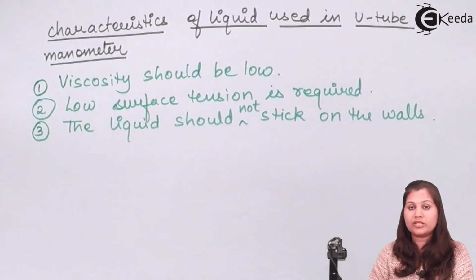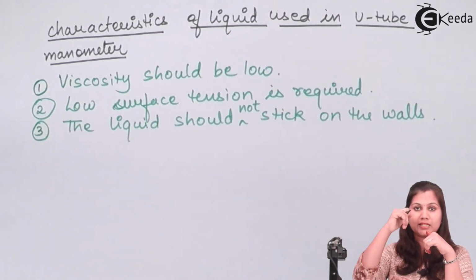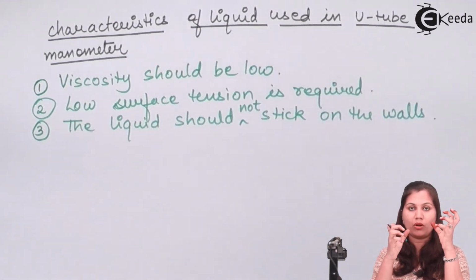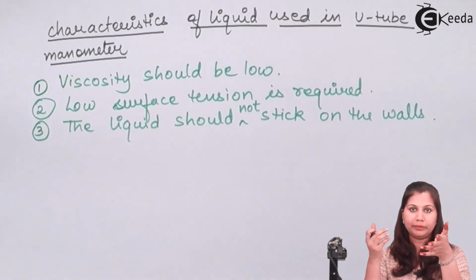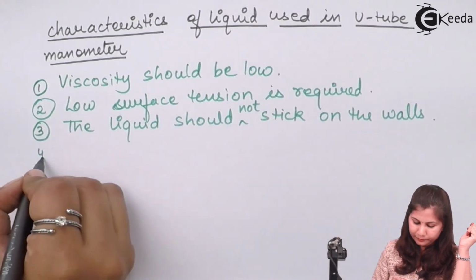The liquid should not stick to the walls. When the liquid is being displaced in this U-tube, if the liquid sticks to the walls, then the density or the amount of the liquid will change. So it should not stick on the walls of the tube.